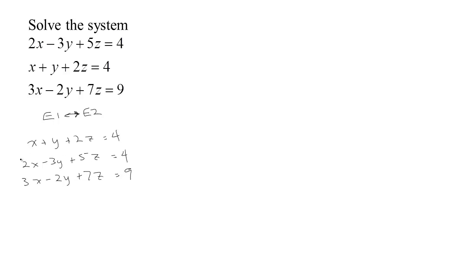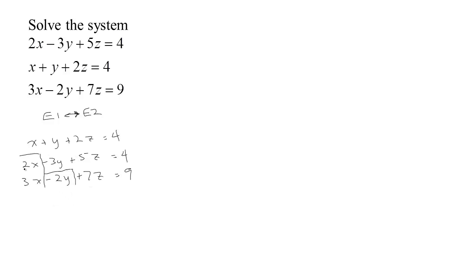Now that I have them switched, it's easier for me to see how to use equation 1 to eliminate these x's, trying to get down to this echelon form. By the way, doing this is a procedure called Gaussian elimination. So taking a system and moving it towards an echelon form is part of what's called Gaussian elimination. So what we plan to do is Gaussian elimination to echelon form and then back substitution.